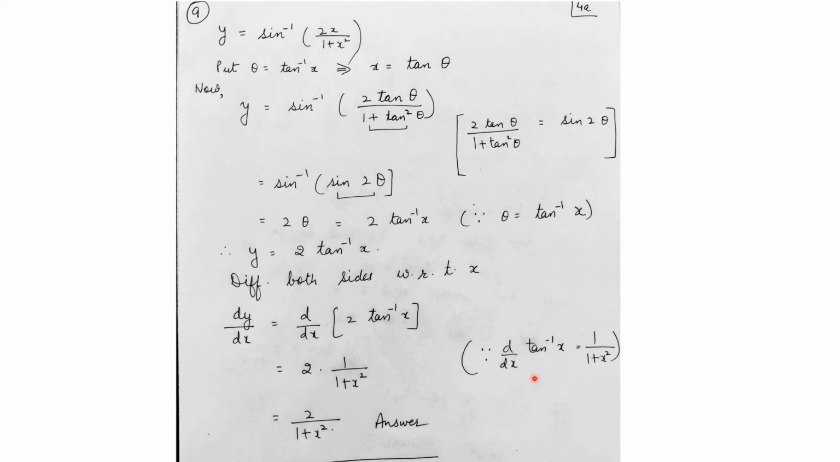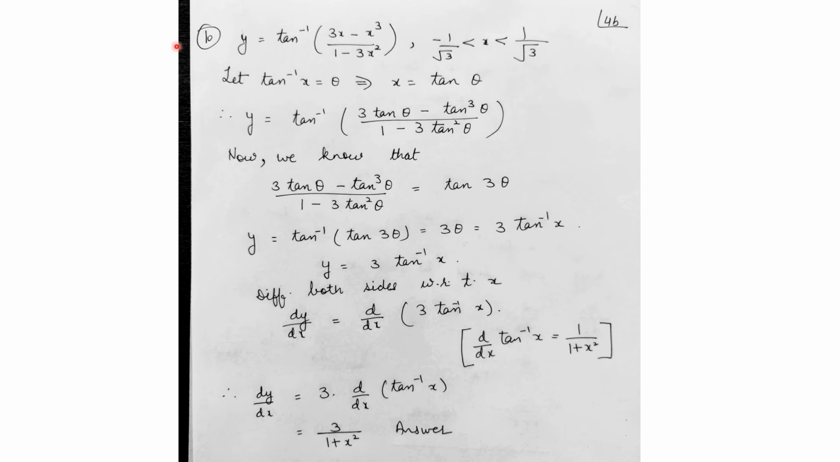Now we use the formula: derivative of tan inverse x is equal to 1 upon 1 plus x square. So please put the value, you get 2 as it is, 1 upon 1 plus x square, and you get 2 upon 1 plus x square is your answer. Next question, question number 10.